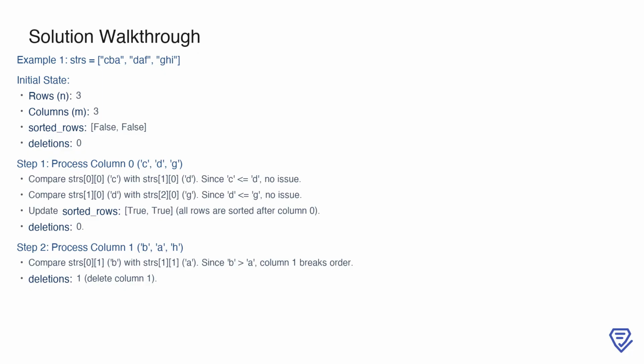Moving to column 1, we compare B with A. This time, B is greater than A, which breaks the sorting order. As a result, we decide to delete column 1, increasing the deletions count to 1.